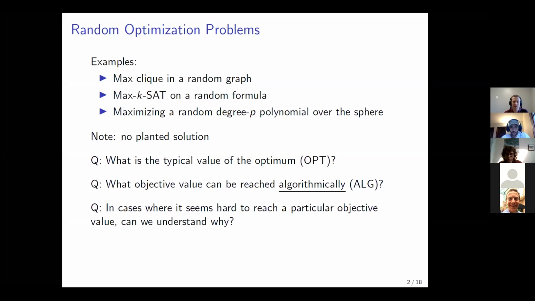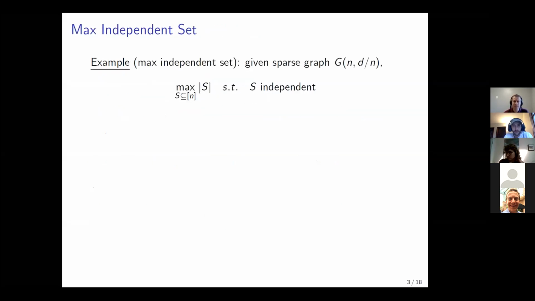We'll see that sometimes these problems seem to have computational hardness. There will be some cases where it seems computationally hard to reach a particular objective value. In these cases, we'd like to understand why it's hard. Furthermore, we'd like to understand this in a unified way that explains all of these examples I've written here plus more, instead of some kind of ad hoc explanation that applies separately to each problem.